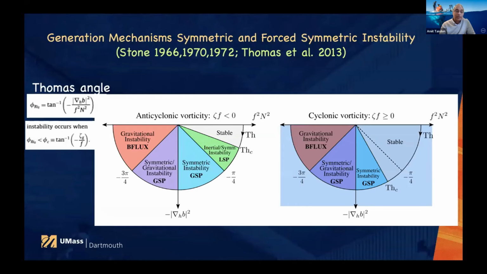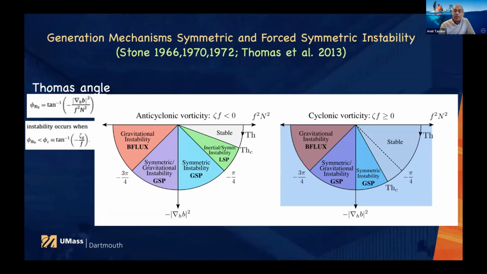Of course, if we are talking about N squared negative, then there's going to be gravitational instability. And depending on whether the source is the buoyancy flux or the geostrophic shear production, we'll call it a symmetric gravitational instability or gravitational instability. So these kinds of diagrams are very important in telling us what's going on in the ocean.